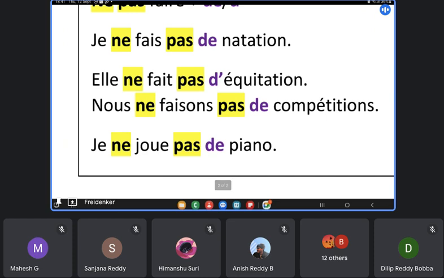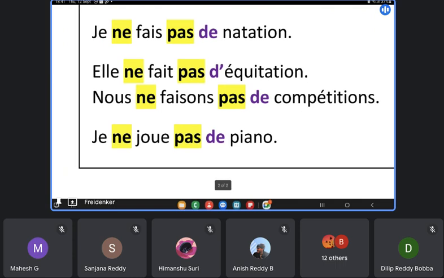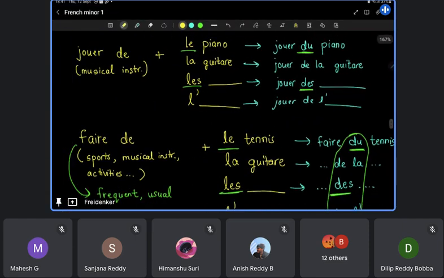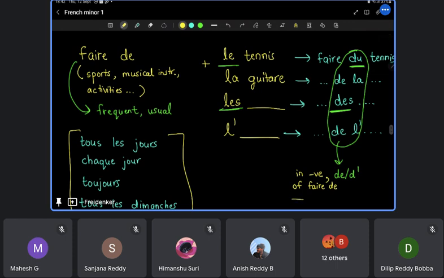You're supposed to have des, but it also becomes de. Same is the case with piano. You're supposed to have du there, but du becomes de because of this rule. When you're using negative sentences in faire, you get de or d apostrophe. That is what is happening.